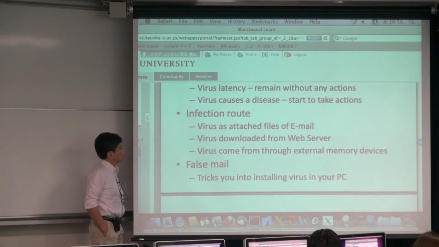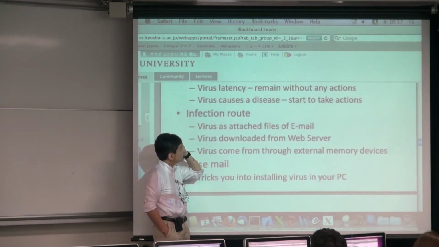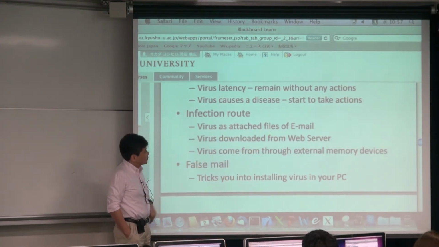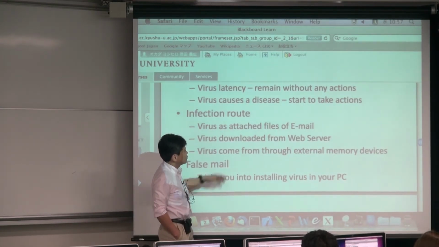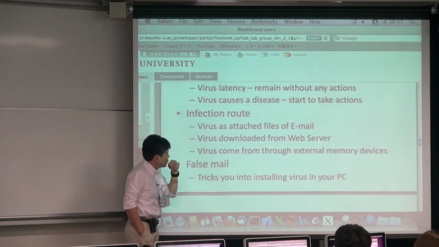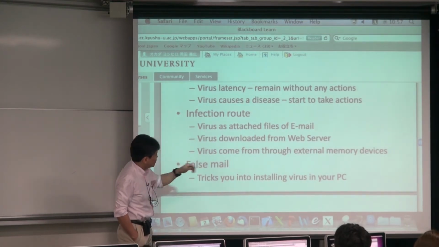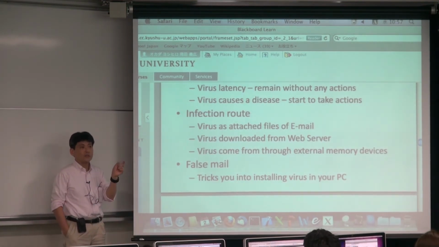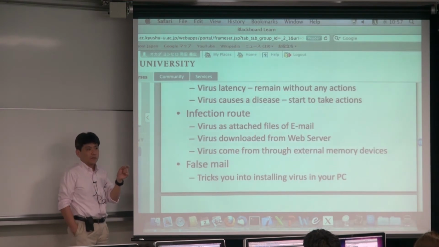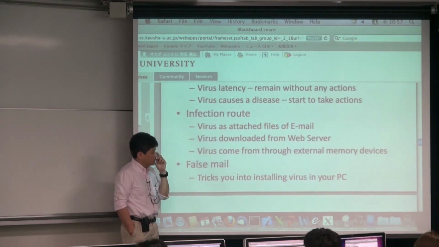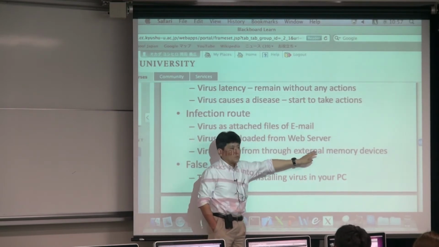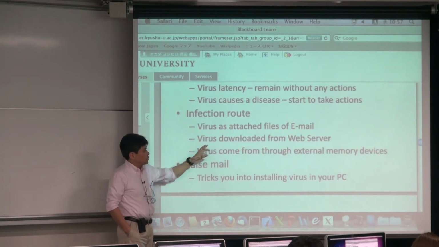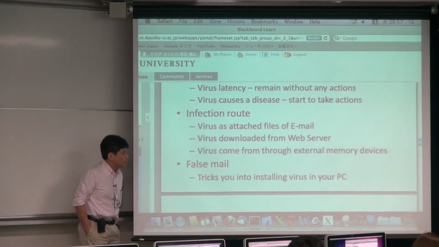There are several infection routes. For example, an attached file of an email, and files included in web content. This is also important. Frequently, USB memory is very convenient, and many people have such USB memories. In this case, external memory device means such USB memories. In some cases, a virus comes from such USB memories.